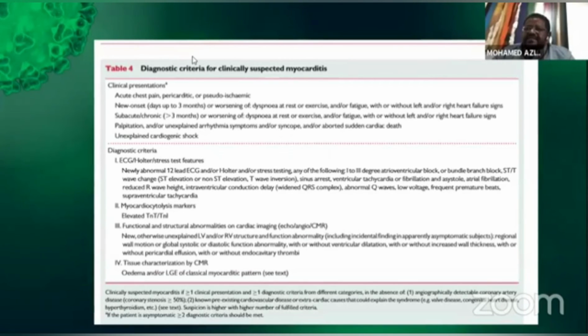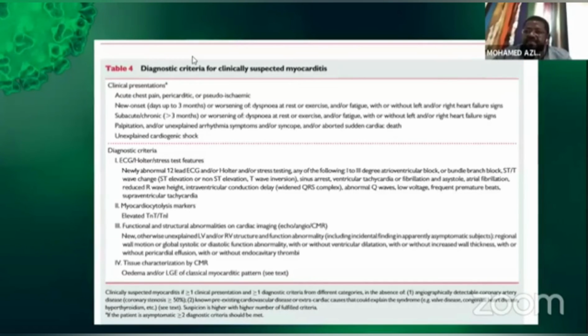The last thing in the diagnostic criteria is the tissue characterization by the MRI. So we can get either edema or we can get classical late gadolinium enhancement. If you do cardiac MRI and it is negative and still the clinical suspicion of myocarditis is there, the guidelines said we have to repeat it after 3 days, because early sometimes you might not get these changes.